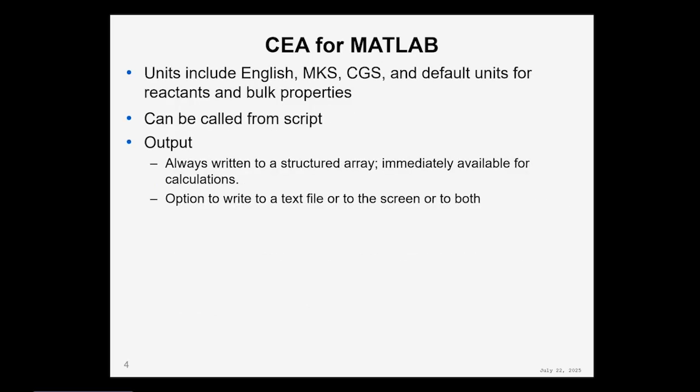For CEA for MATLAB, we expanded some of the units for input and output. So we include English units, MKS, and CGS. We also have the default units, bar and PSI, that the CEA works with. The program can be called from script, and the results can be called from script. The output is always written to a structured array and immediately available for calculations. There's also an option to write the output to a text file, to write it to the screen, or to do both.